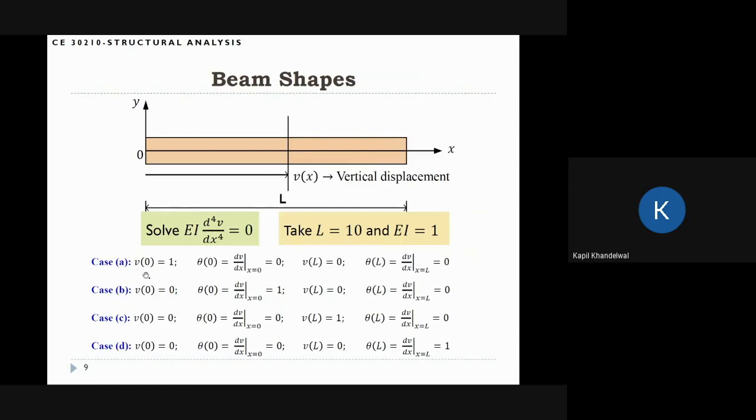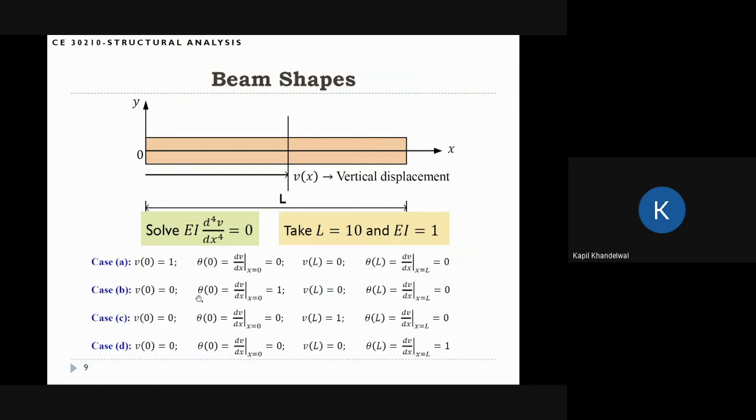In the first case, I'm taking the degree of freedom Vi to be 1, and the other degrees of freedom I'm fixing to 0. So you can think that theta 0 is theta i, this is 0; V(L) is Vj, it's 0; and theta L is theta j, that is 0. So this is the first case. I can use these boundary conditions and solve this differential equation to find V. And I can repeat the same thing for the other degrees of freedom.